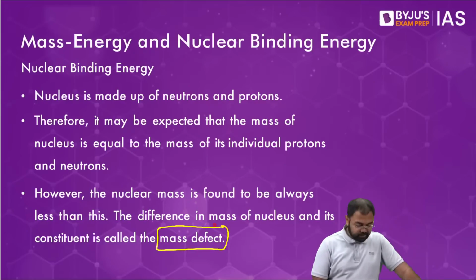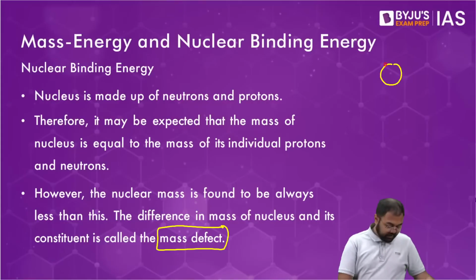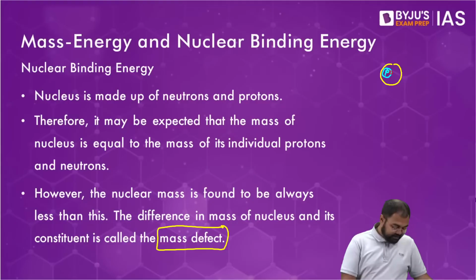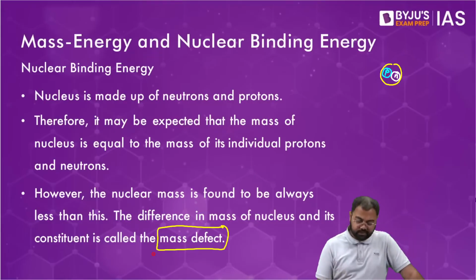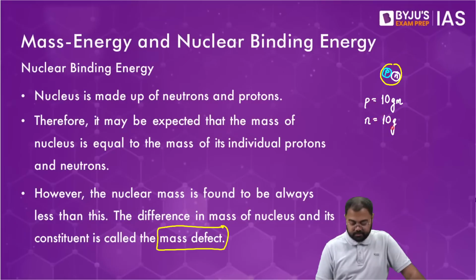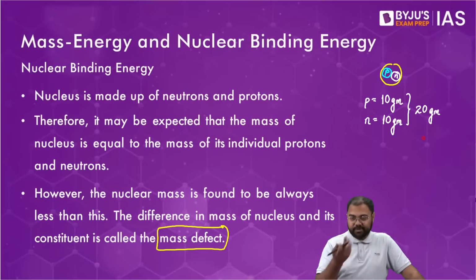Now understand the concept of mass defect. Let's say you have one nucleus, and inside this nucleus we have one proton and one neutron. Now this proton, let's say, is of 10 grams. The weight of the proton is 10 grams, and the weight of the neutron is also 10 grams. Then in that case, the mass of the nucleus should be 20 grams, right? If you have just one proton and one neutron, the mass of the nucleus should be 20 grams.